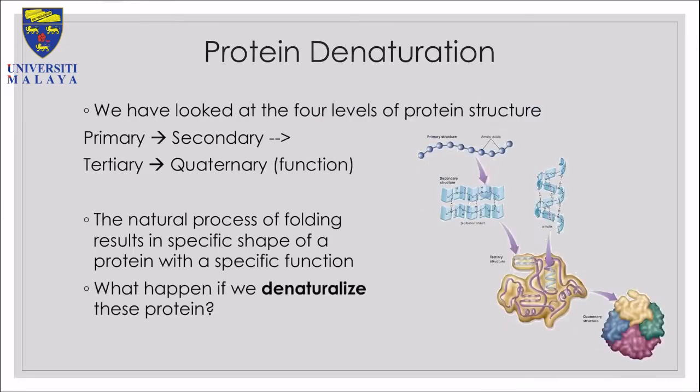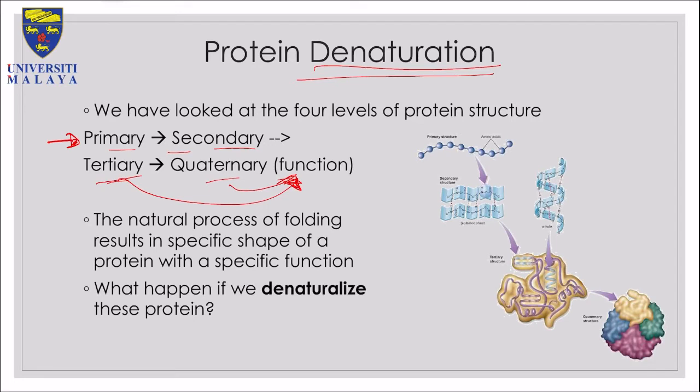Okay, all right, so additionally, in one way, if you change the structure of a protein in a natural way, it might result in a different function. But what might also happen is protein denaturation. What it means is that normally in the normal levels of proteins, the primary forms a secondary, forms a tertiary, forms a quaternary, or its function. Of course the tertiary can also have its own function.